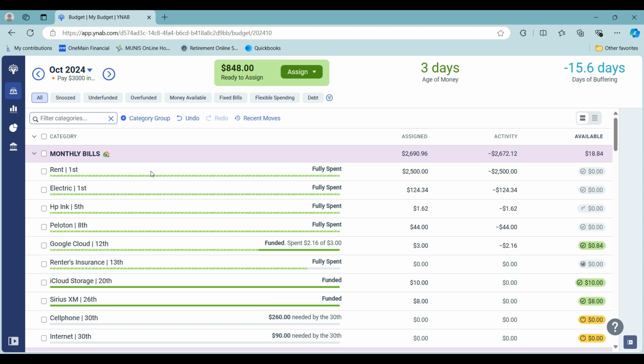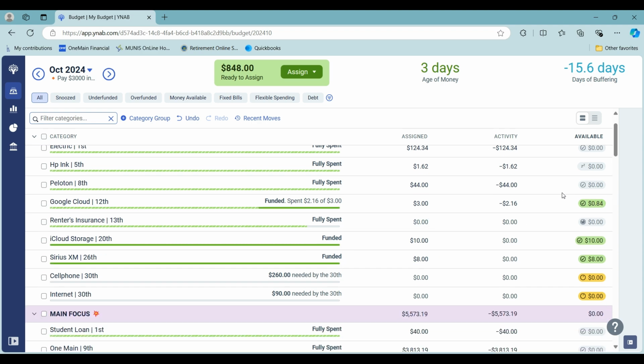So, rent fully spent, electric, HB Inc., Peloton, and Google is actually fully spent. They did take out the $2.16, but I have this 84 cents that is not assigned to anything because I did budget $3. So I could really send this to ready to assign to find something to do with this here. Okay, renter's insurance, I'm not doing anything with it this month. We're going to worry about that next month.